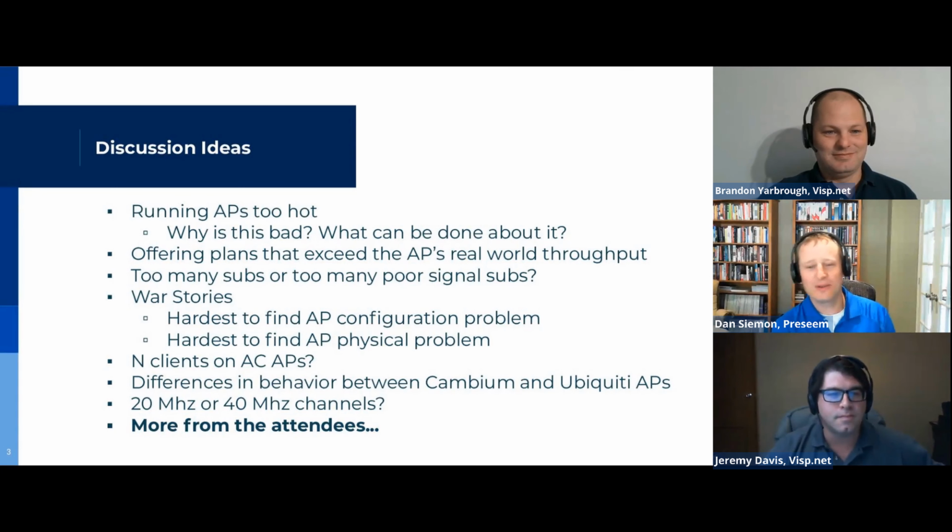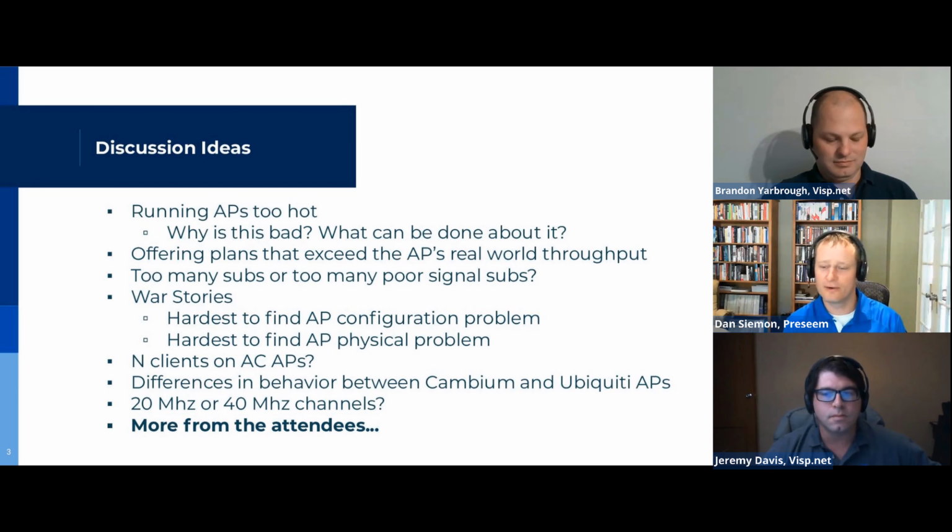Cool. So we have some discussion ideas here. And again, this isn't really meant to be an agenda. We're not going to try to pick these off one by one. We just wanted a few things to steer the conversation around as we go. When we were brainstorming these, one of the things that came up a bunch of times was the idea that oftentimes people run their access points overloaded, or as I called it here, too hot. And this ends up having a lot of downstream negative impacts on subscribers and the network in general. So we thought maybe we'd start there.